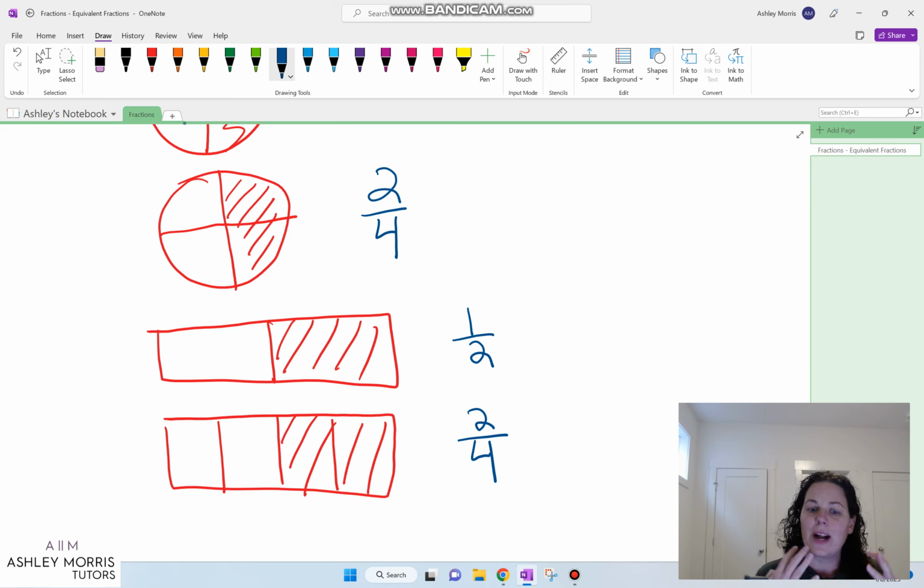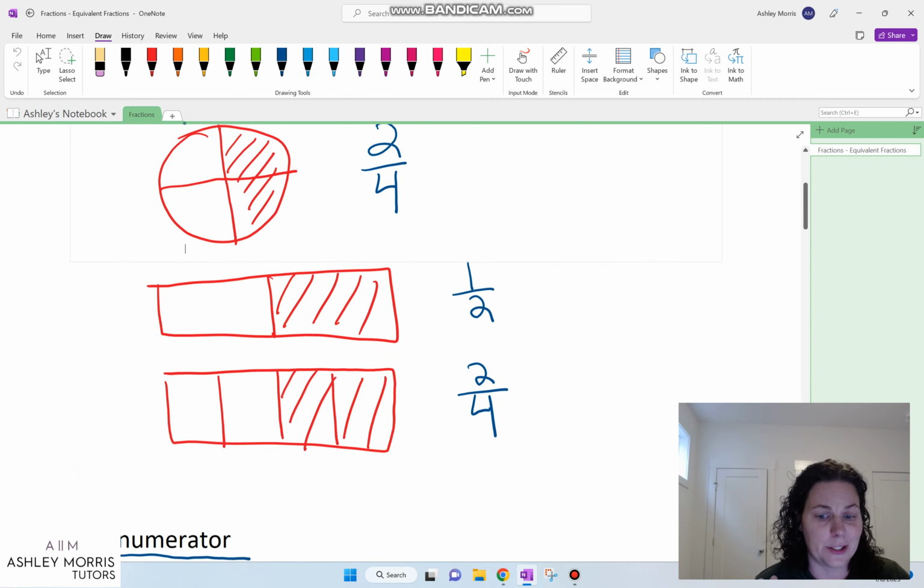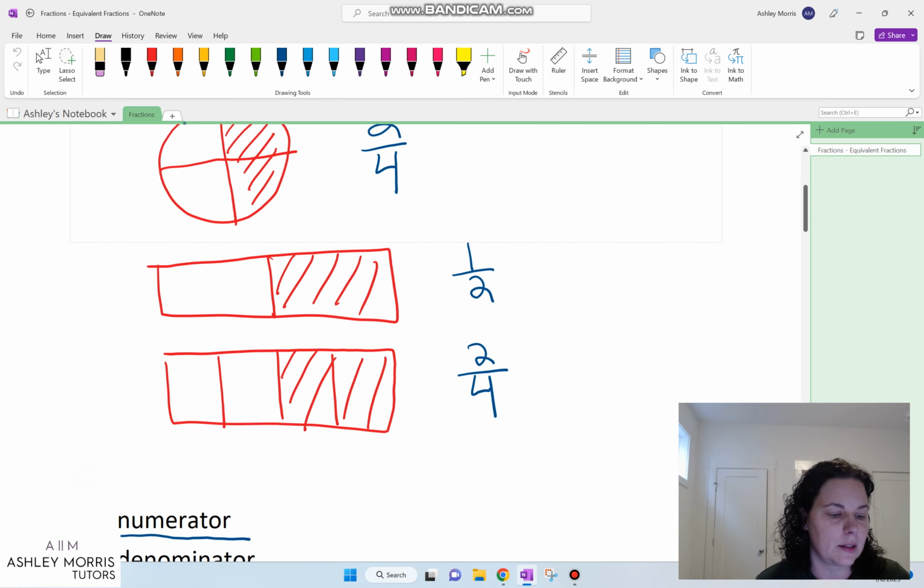So that's kind of what fractions are. There's many ways to show them, but I like those to kind of get us going. You could draw any shape you wanted, really, but those are the ones that are easy, I think.